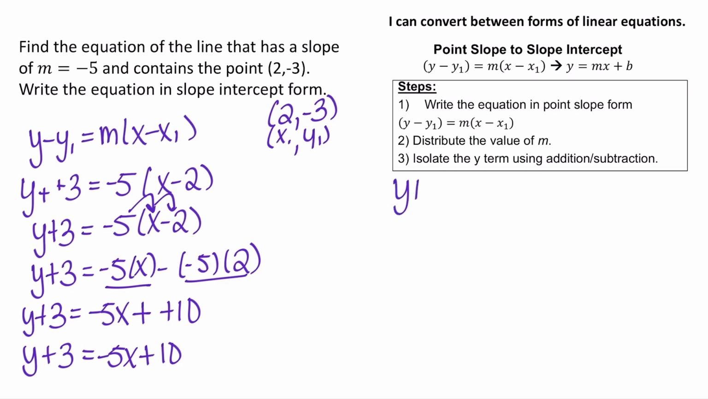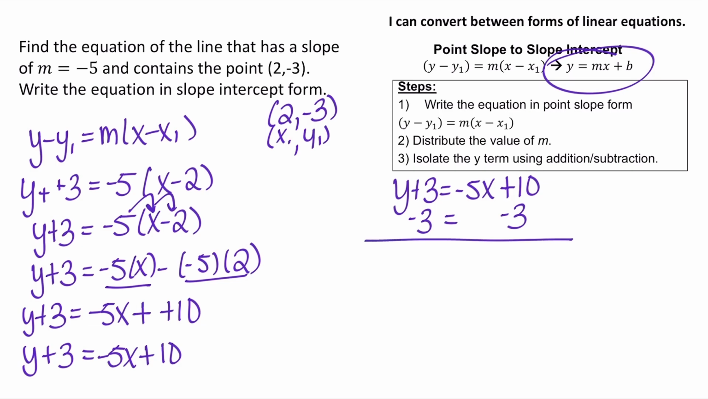So now when I have y plus 3 equals negative 5x plus 10, I need to work on getting this equation into slope-intercept form. Remember, in slope-intercept form, y is by itself, so I'm going to do the opposite of plus 3 and subtract 3 from both sides. So when I subtract 3 from both sides, on the left side I just have y, and then I have negative 5x, plus 10 minus 3 is going to give me plus 7. So y equals negative 5x plus 7 is my equation in slope-intercept form.